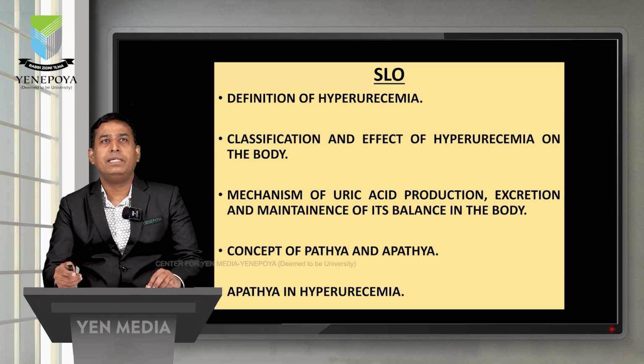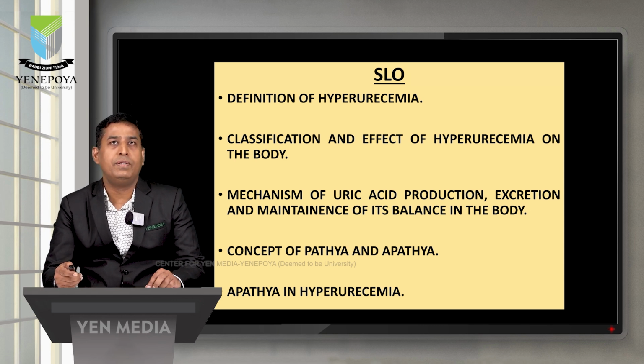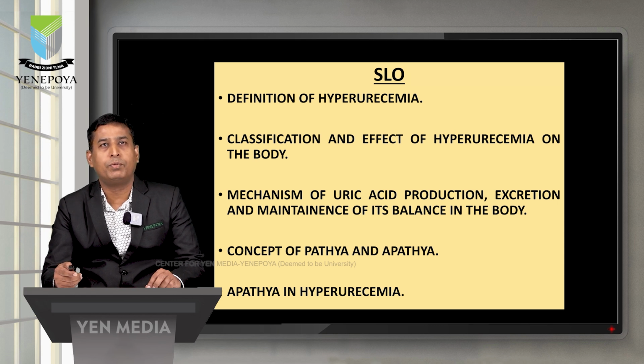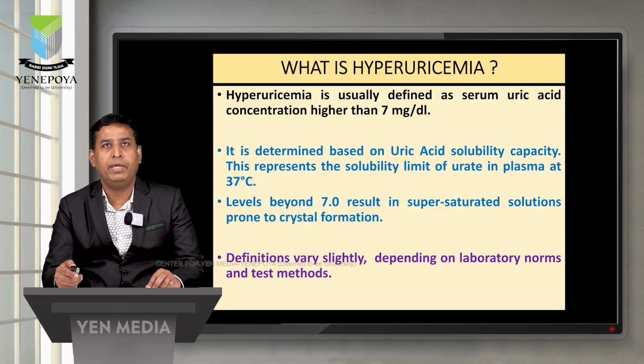Hence, in this presentation, I will be presenting on the definition of hyperuricemia, classification and effect of hyperuricemia on the body, mechanism of uric acid production, excretion and maintenance of its balance in the body, the concept of pathya and apatya, and finally the apatya in hyperuricemia, or those things that one should avoid if they have hyperuricemia.